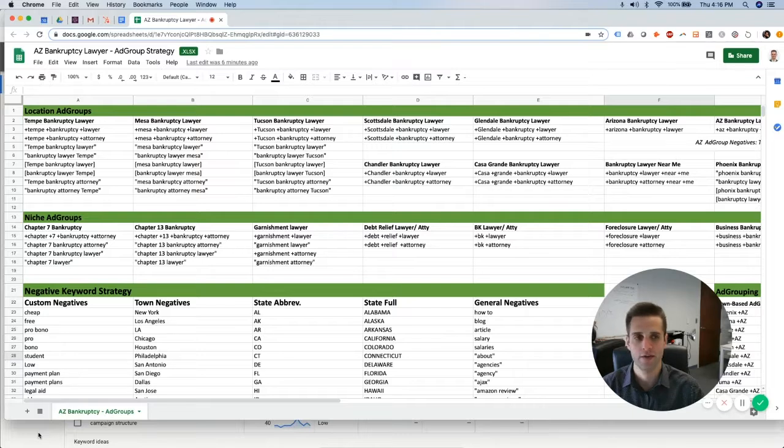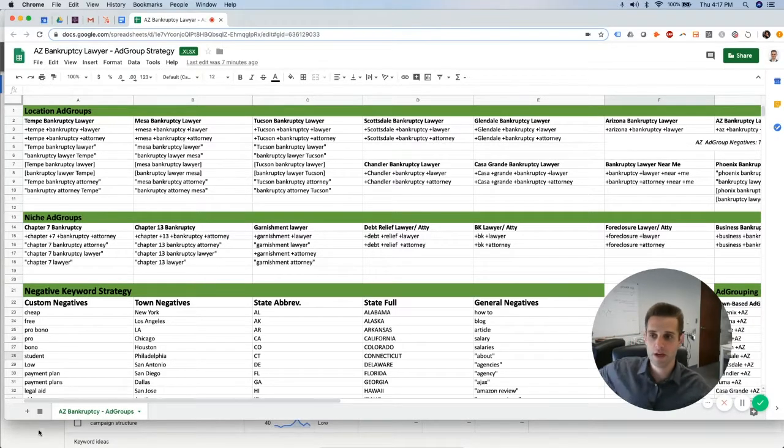And it turns out that the bankruptcy law niche in Arizona is primarily a location-based niche, meaning people are searching specific town names and the words bankruptcy lawyer at higher frequency rates than we've seen in other markets for bankruptcy law and, quite frankly, other areas of law. But this principle can be applied to whatever niche you're marketing, especially if it's a localized niche.